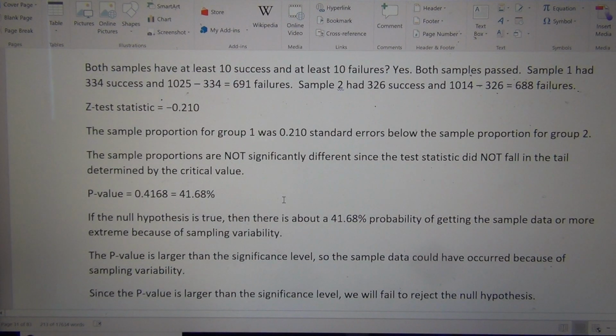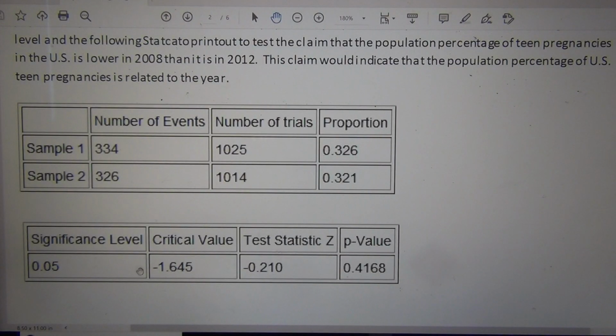All right, so again, was it in the tail? Well, the left tail started at negative 1.645. If we go back to the printout, here's the tail. The left tail starts at negative 1.645. The z-test statistic is definitely not in the tail. It'd have to be around negative 2 or negative 3 to be in the left tail. This is not. This is actually close to 0. So it's definitely not in the tail, which means not significant.